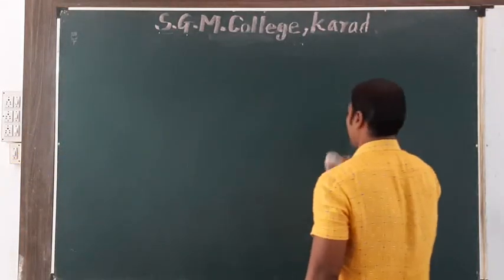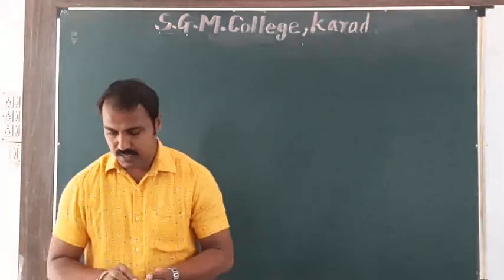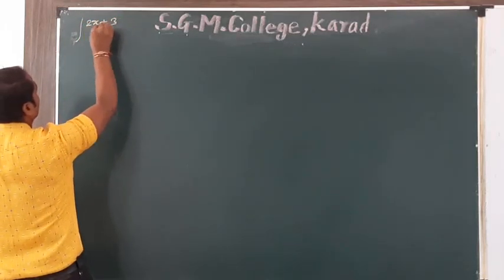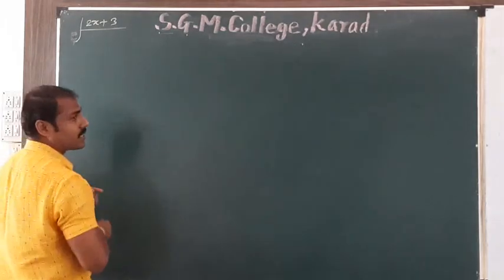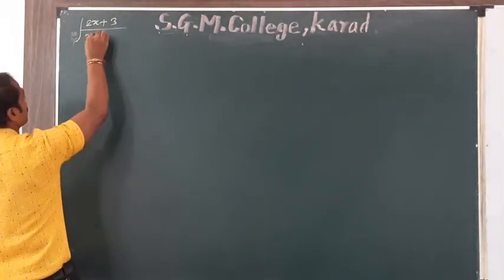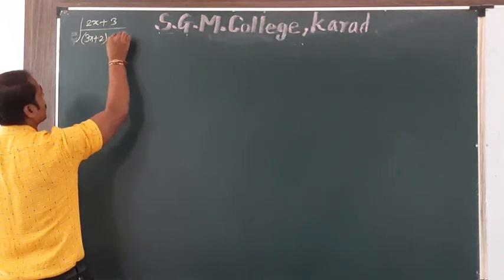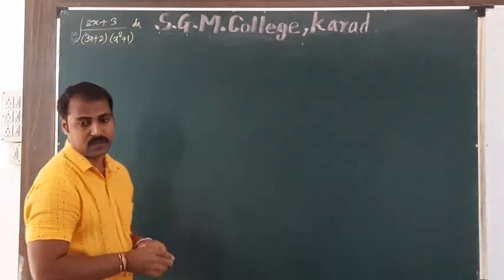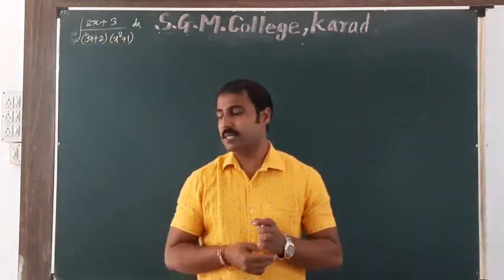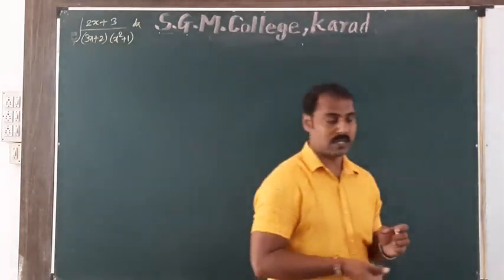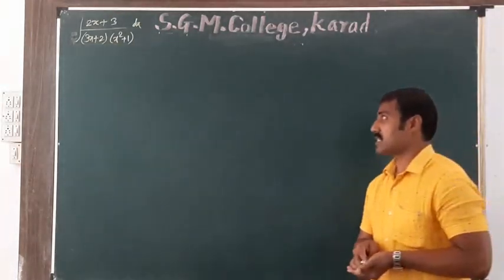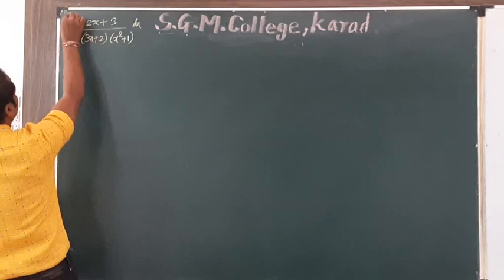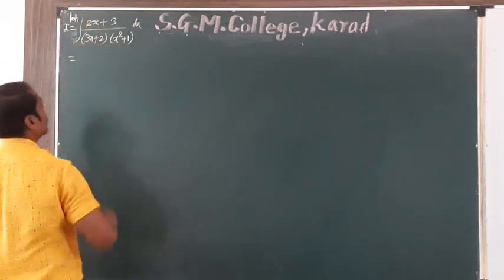First example is evaluate the integration of 2x plus 3 divided by 3x plus 2 into x square plus 1 dx. Yes, first it is clearly an example on integration, so denote this integration by I. So starting with let I is equal to.